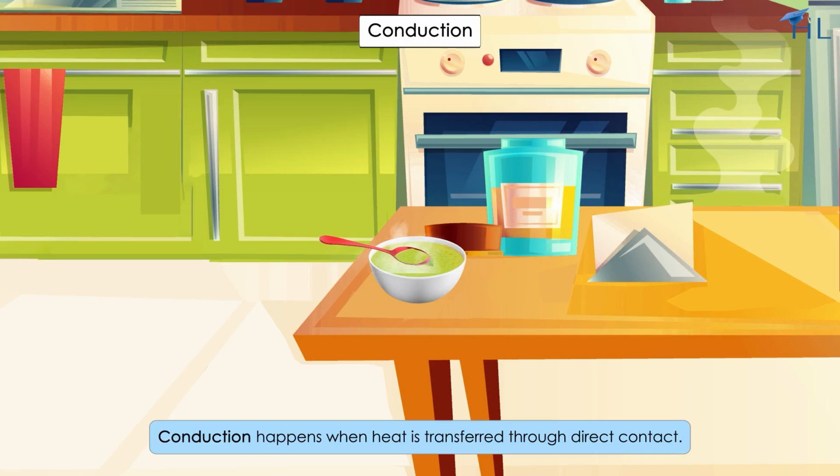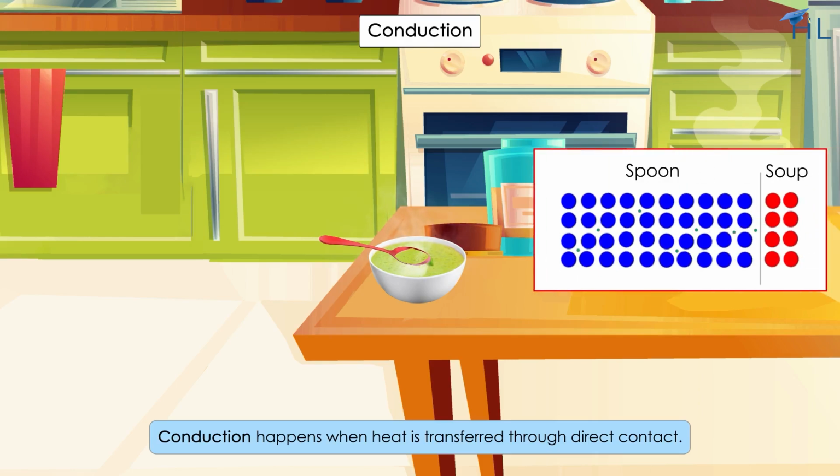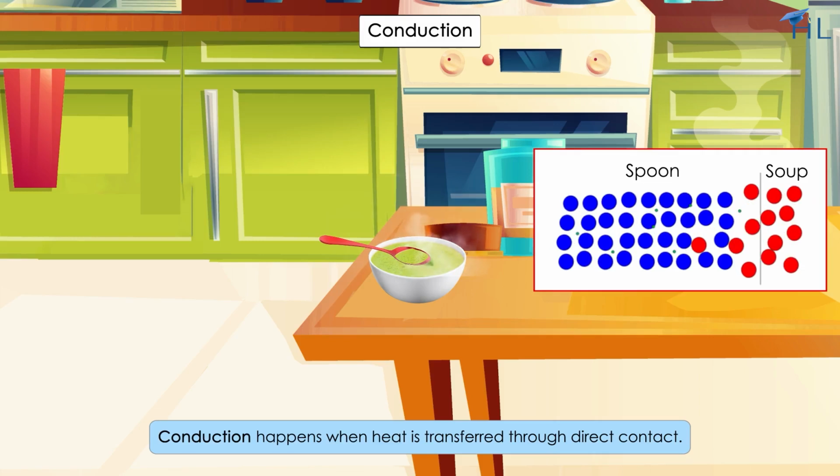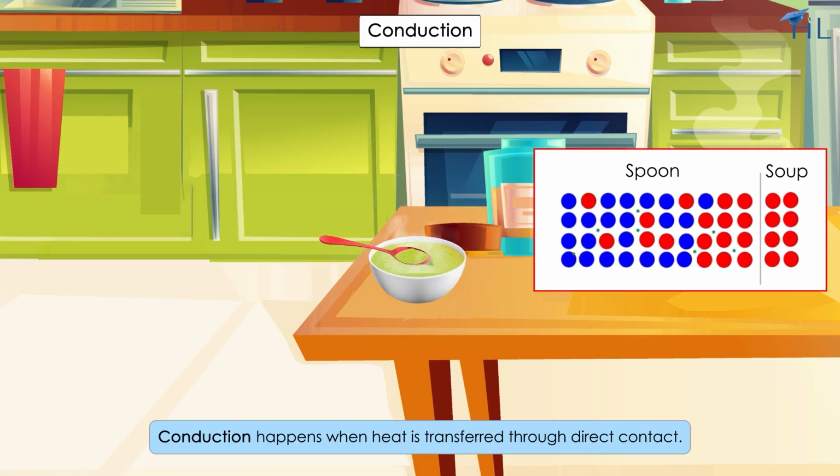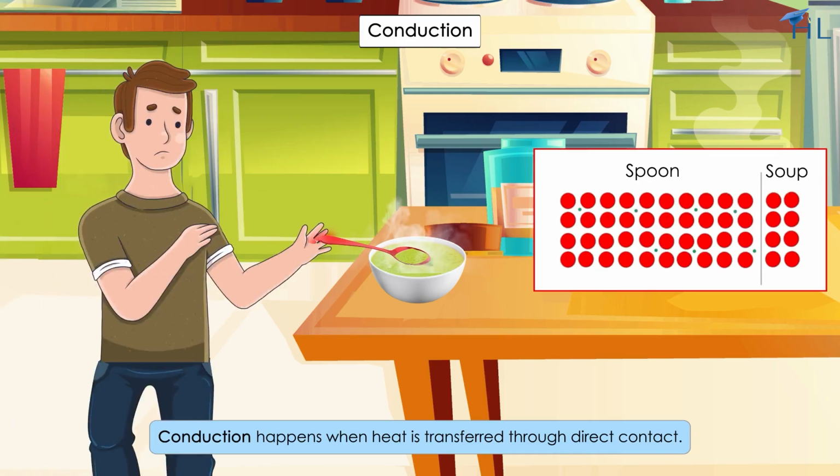In this case, the hot soup heats up the metal spoon, causing the particles in the spoon to vibrate more vigorously. These vibrations spread from one particle to the next, transferring heat along the spoon to our hand.